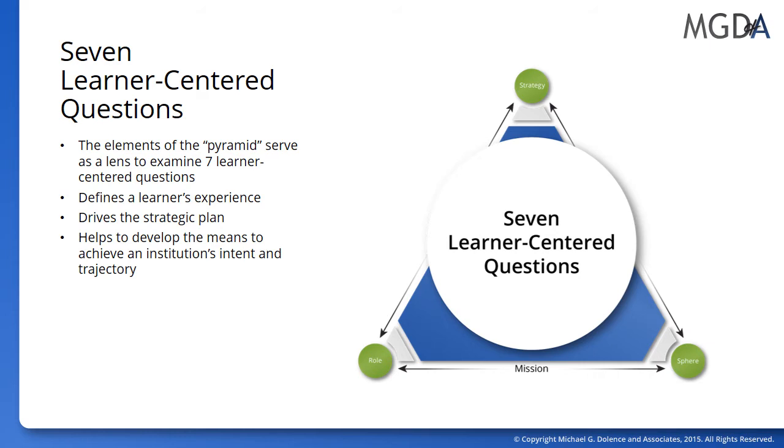Where the 6 elements of the SRS Pyramid are defined by an institutional view, the 7 structured questions are defined through a learner's view. While the SRS Pyramid helps determine the intent and trajectory, answers to the next 7 questions help develop the means to achieve them.